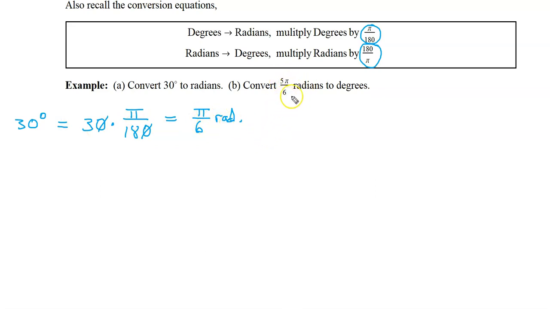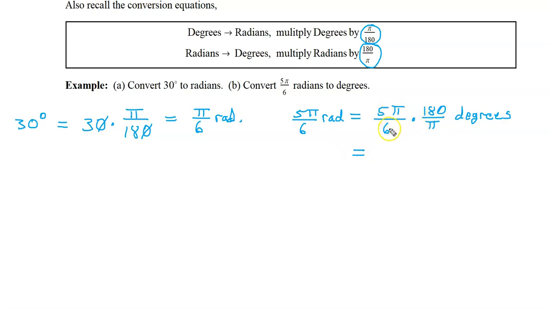Let's convert 5 pi over 6 radians to degrees. So in this case, we'll need to multiply by 180 over pi. So 5 pi over 6. So to convert that to degrees, we'll multiply it by 180 over pi. Now we just have to simplify this.